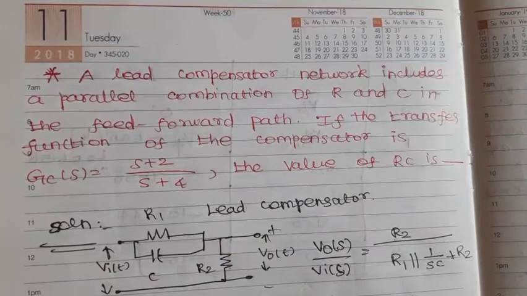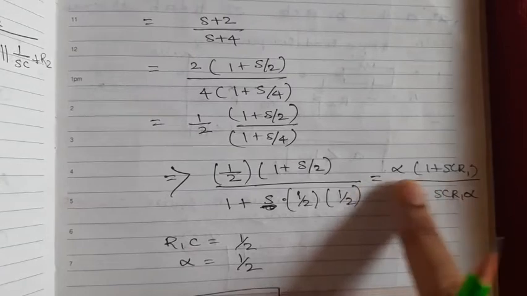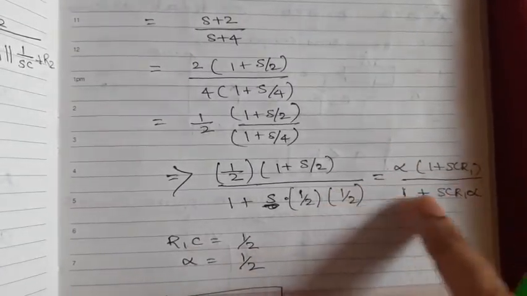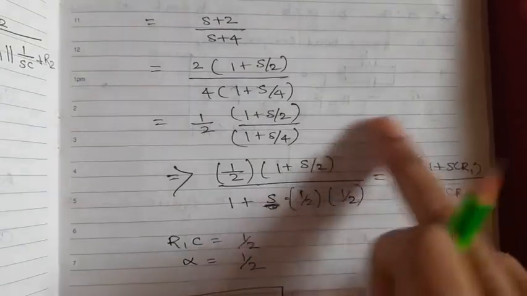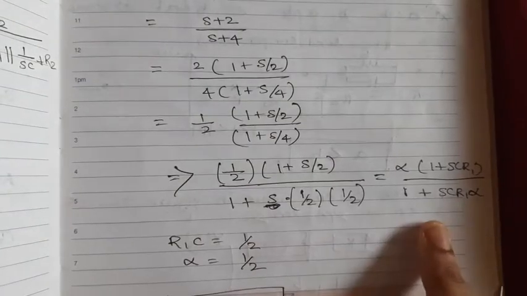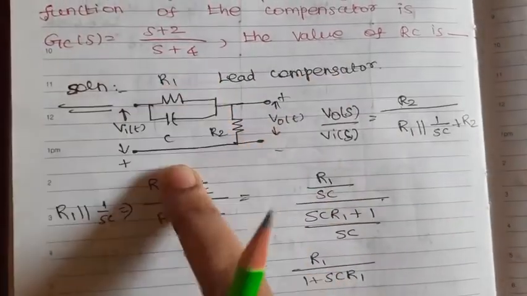Before going to that, what is the lead compensator transfer function? The transfer function of a phase lead compensator is nothing but alpha into 1 plus SCR1 divided by 1 plus SCR1 into alpha. So this is the formula of the lead compensator transfer function. We should remember how it comes, and that is what we have derived here. This is the lead network with R1 and R2.